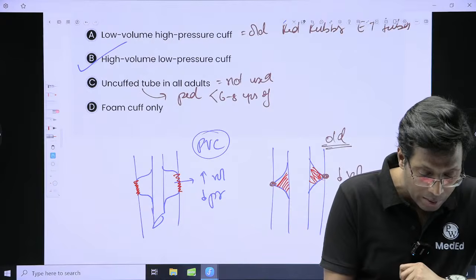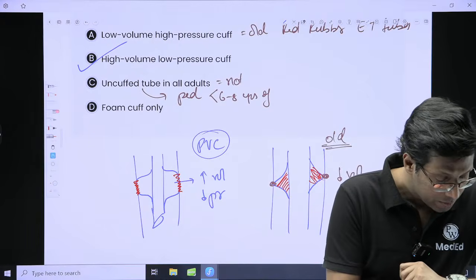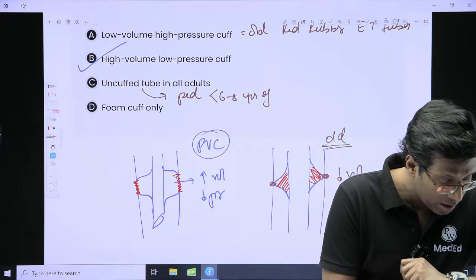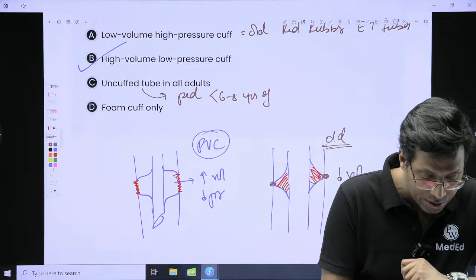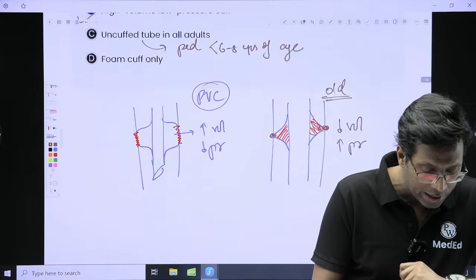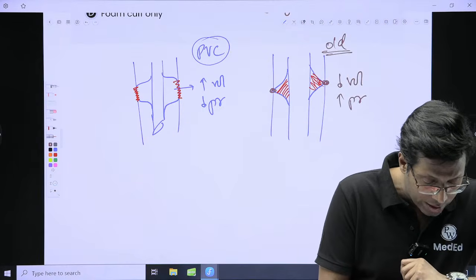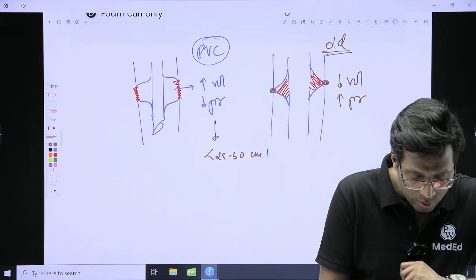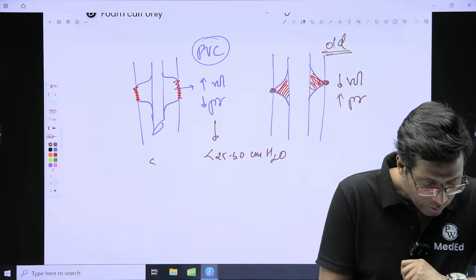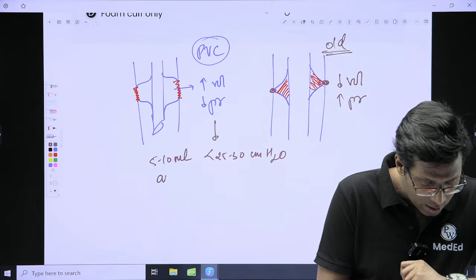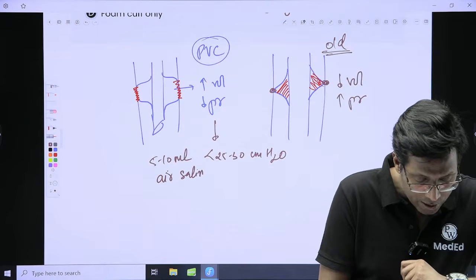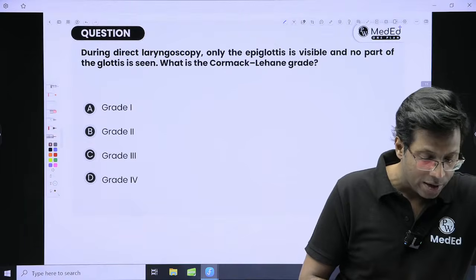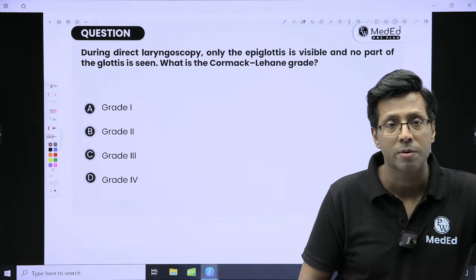Foam cuff is available but not used. Okay. So remember this point, uncuffed tube is not used in adults but in pediatric patients less than 6 to 8 years of age. And absolutely correctly said, cuff pressure should be less than 25 to 30 centimeter of water. Remember, we inflate with 5 to 10 ml of air or saline. लेकिन cuff pressure should be less than 25 to 30 centimeter of water. ठीक है? Next, during direct laryngoscopy, only the epiglottis is visible.